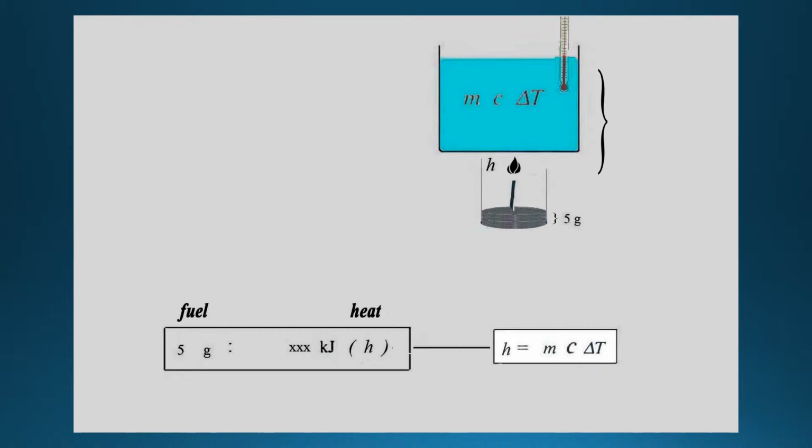The second part of this heat energy, H, relates to how much fuel you burn. You burn 5 grams of fuel. And these two are linked together because the H equals the other formula of the H. So students, understand this relationship. Now let's take the question further.